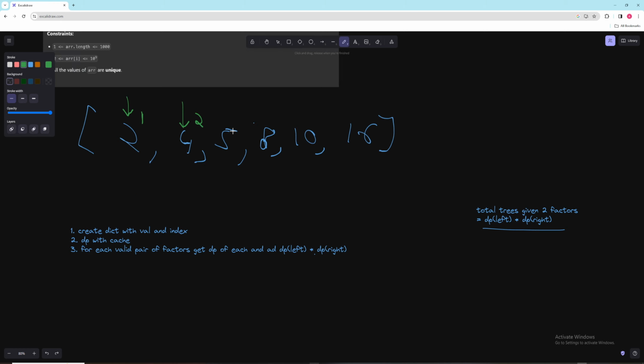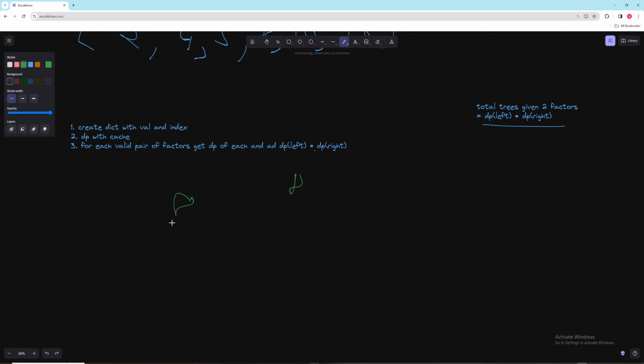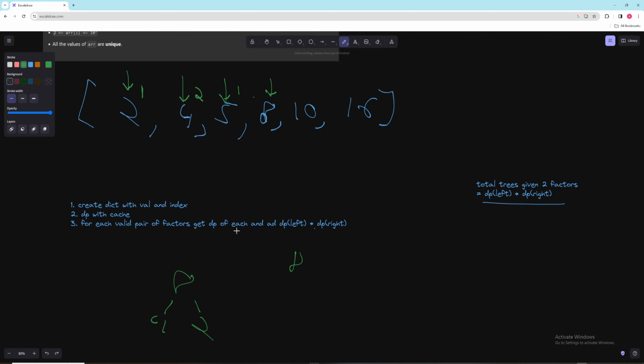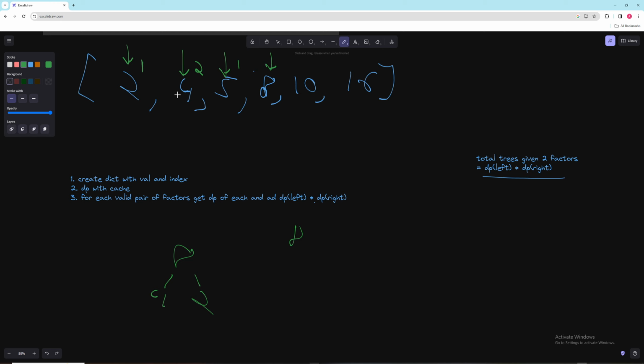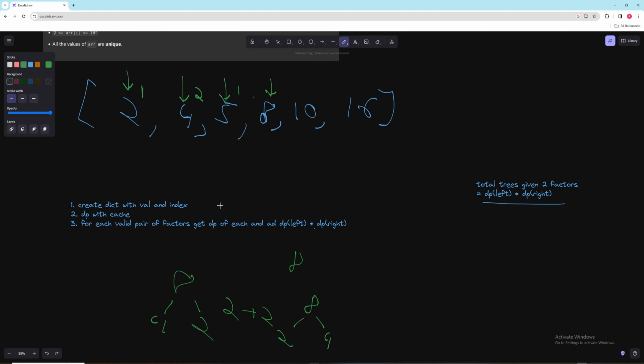For 5, there are no factors. So this is just going to be 1. For 8, now we can have just the 8. We can also have 8 as 4 and 2. So how many different ways can we do this? Well, 4 we can make 2 ways, and 2 we can make 1 way. So there's 2 ways you can make this tree. And there are also 2 ways you can make this tree. So that's 2 plus 2. And I believe that's it. So 2 plus 2 plus this original, just 8. So this should be 5, I believe.